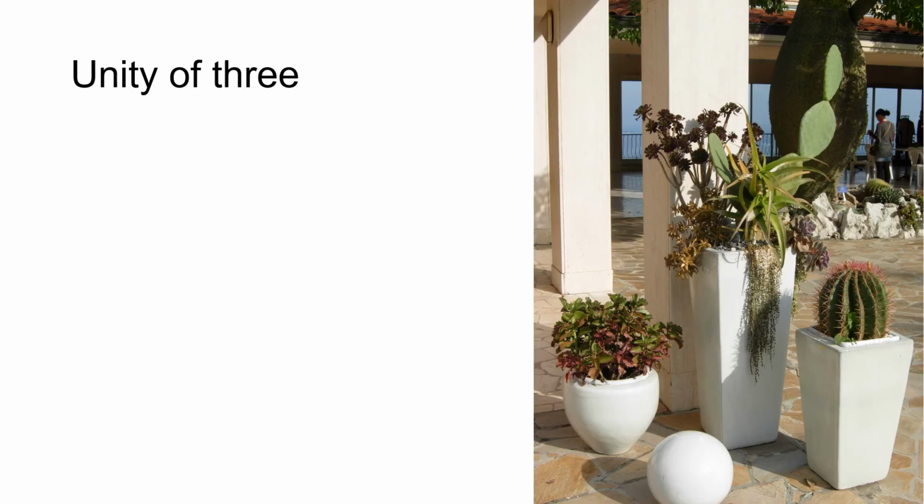Here's another example of the unity of three. So this is three planters planted with succulents and cacti, and then with the spherical piece of sculpture at the base, and the column here behind this planter acts as the fifth element here to provide a unity of five.